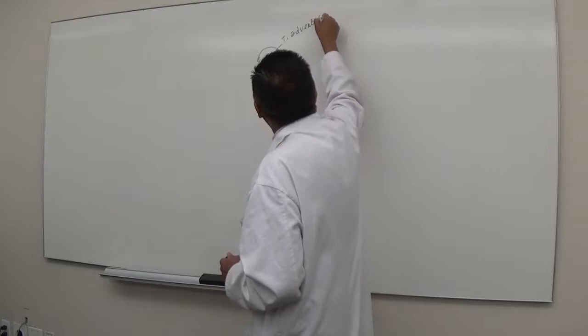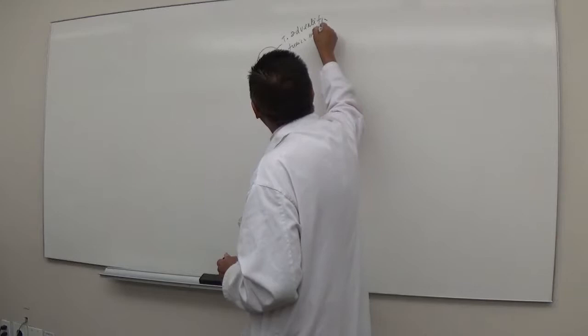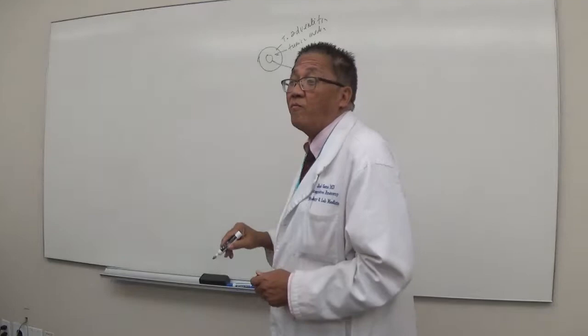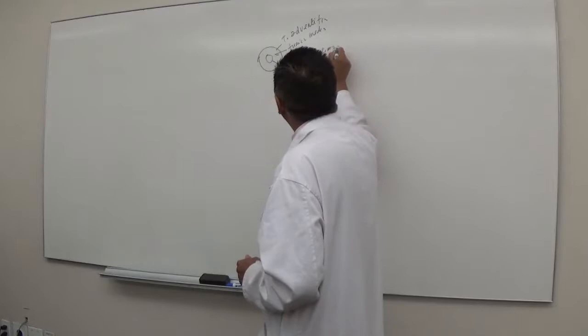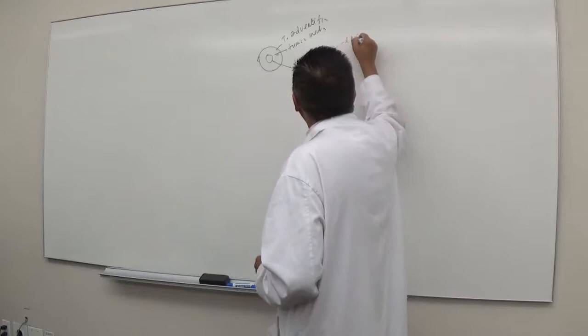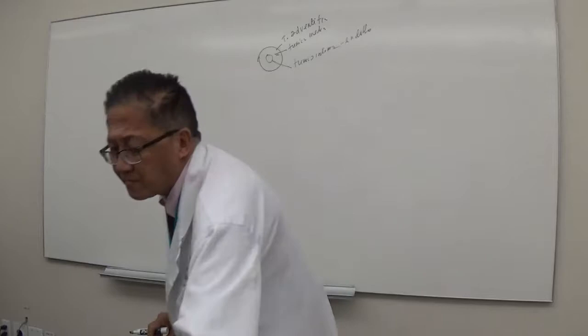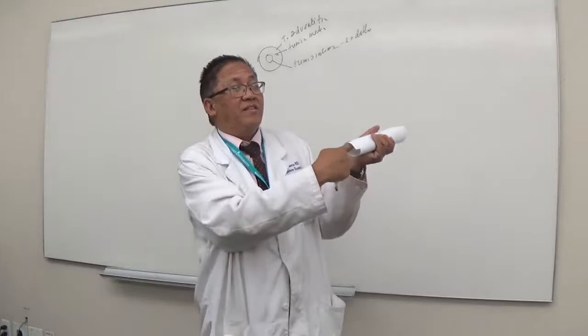The second layer would be media. And then finally, in the wall of the lumen, you have the tunica intima. Where do you find the endothelium? If this were the artery, the innermost layer where you find the lumen would contain the tunica intima, which contains the endothelium.